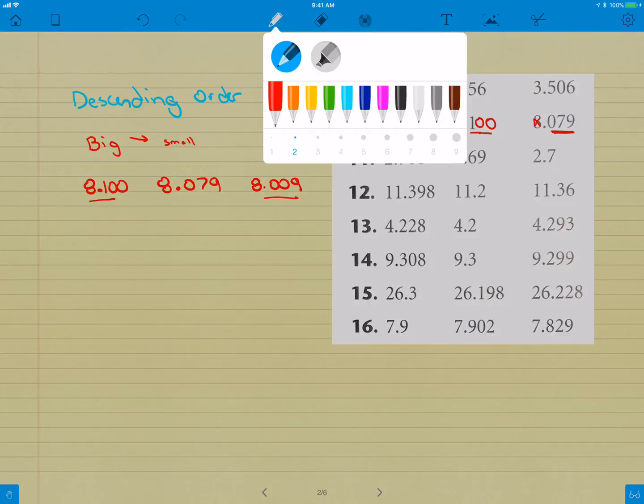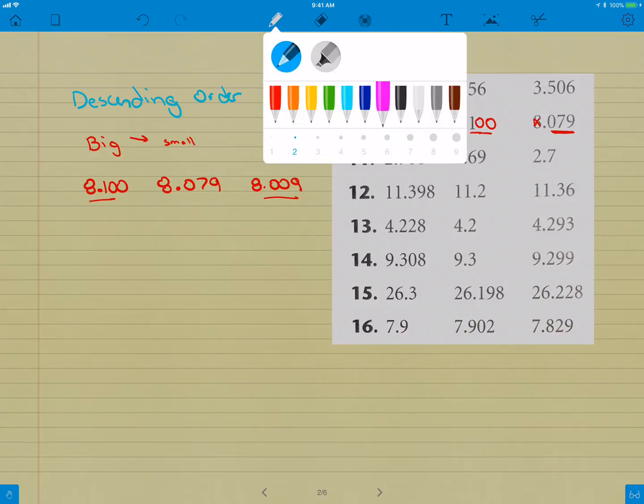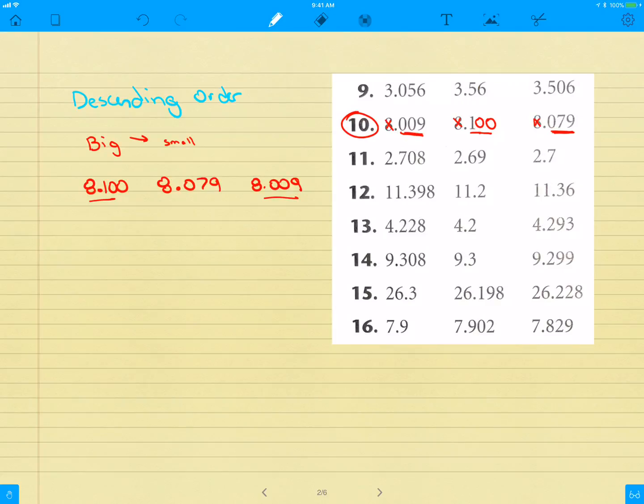Now let's do the same exact example, but now let's do it in ascending order. Let me switch up the color. Let's go ascending order.